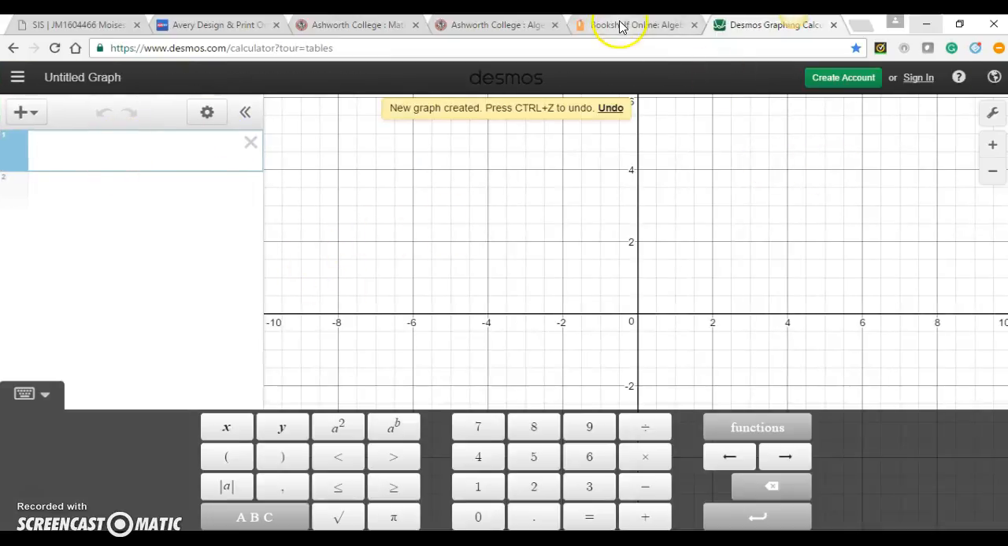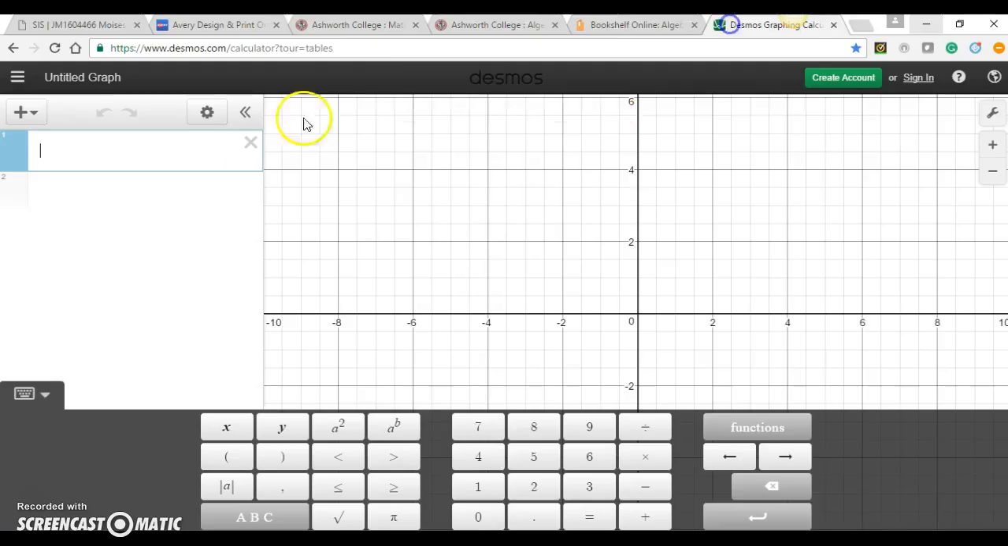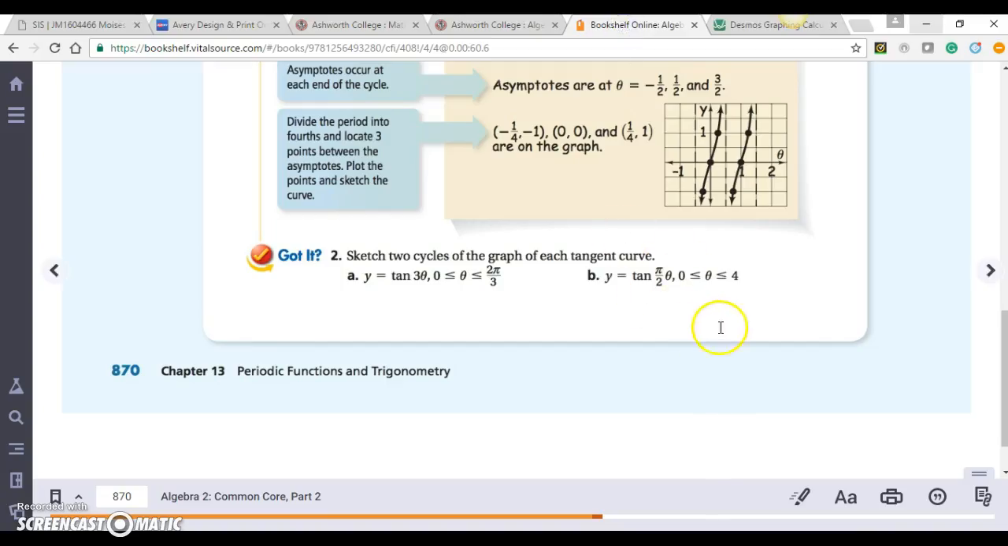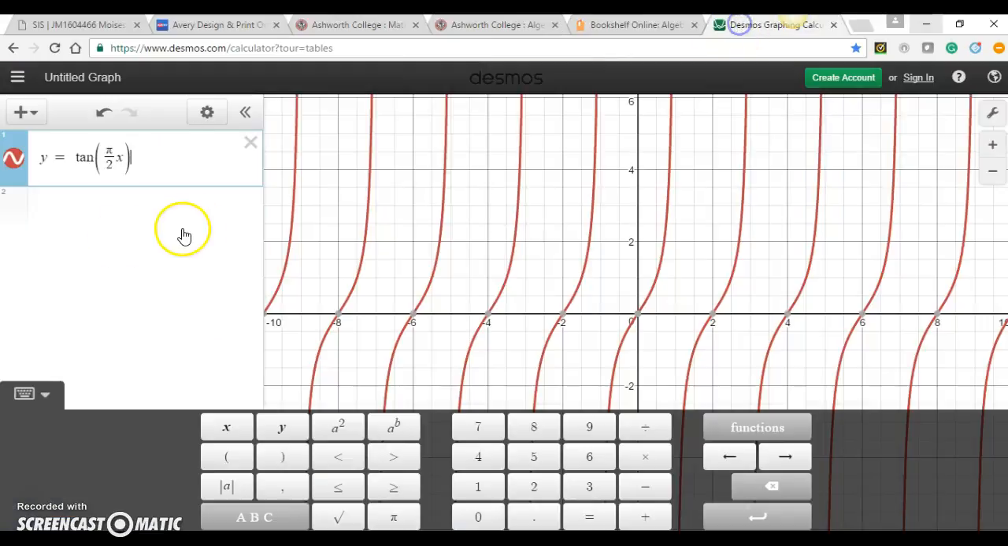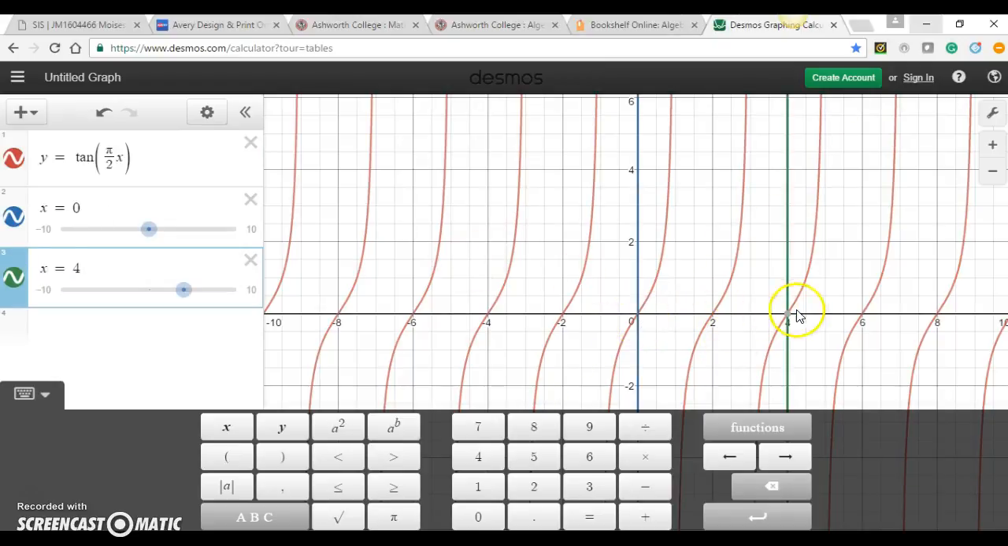Okay, so we want tangent of pi over 2 x. Let's go ahead and graph it. We'll put the boundaries in. Pi divided by 2 x. So there's that graph. Now let's put our boundaries in. So we want it from 0 to 4. So let's go ahead and put that boundary in. So x equals 0 and x equals 4. So this is all I want of it, right? From here to here. That's all they asked me to graph.